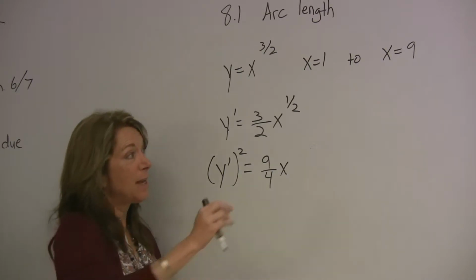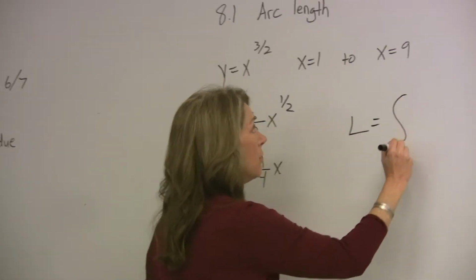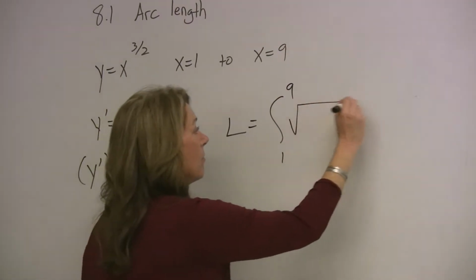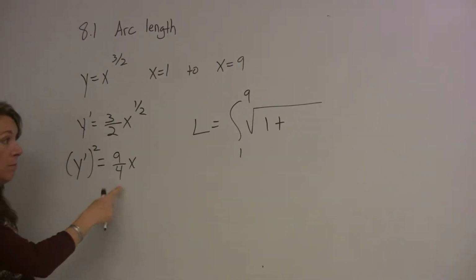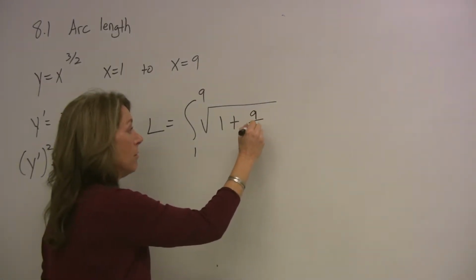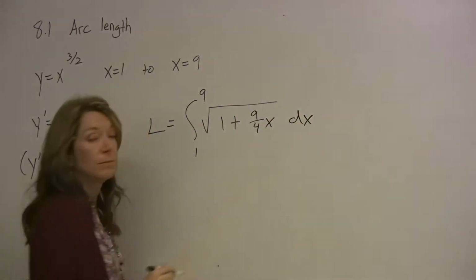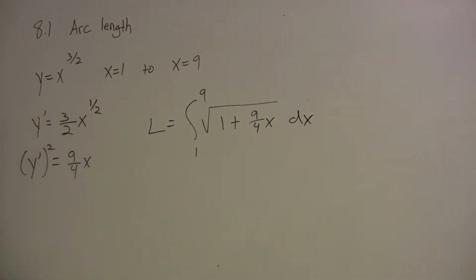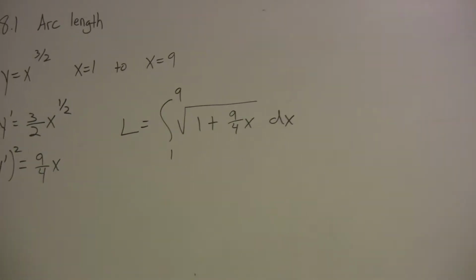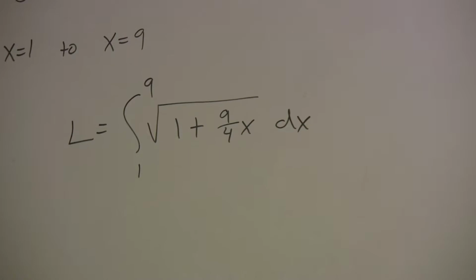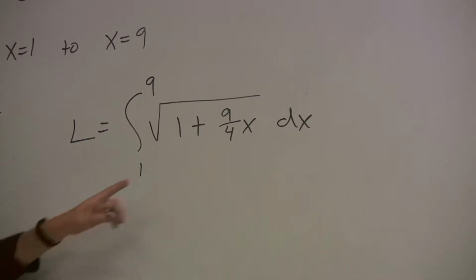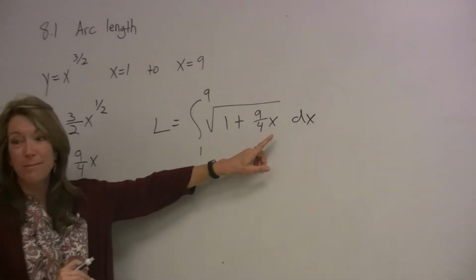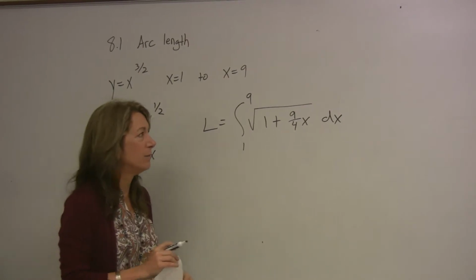Okay, so I think I have everything I need to find the arc length. The integral from 1 to 9, 1 plus the derivative squared, that's 9/4 x. Much nicer integral than that last one we had. How am I going to evaluate that? I don't even need a trig sub. A u sub. If this had been squared, I would have probably needed a trig sub. Because it's not squared though, it's a nice little u sub problem.